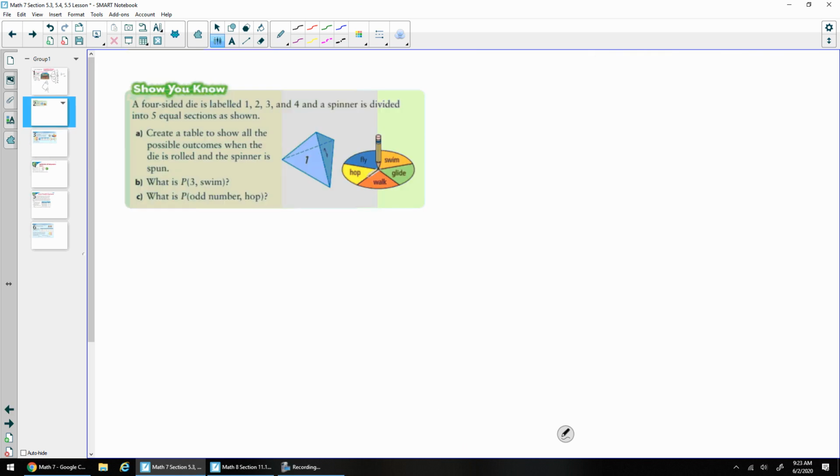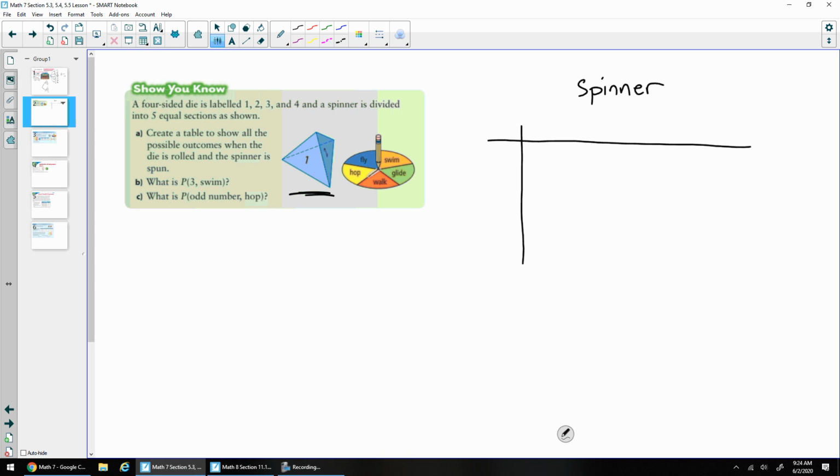Okay, let's look at another example. A four-sided die right here is labeled 1, 2, 3, 4, and the spinner is divided into 5 equal sections here: fly, swim, glide, walk, hop. I'll just use the first letter of each. It says create a table to show all the possible outcomes when the die is rolled and the spinner is spun. Okay, so for the table, you have one of each of the events on each side of the table. So let's have the spinner up top here.